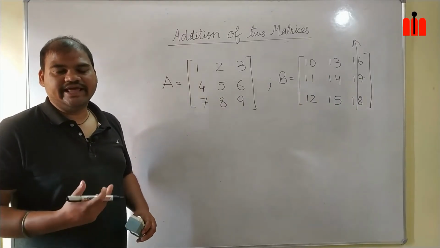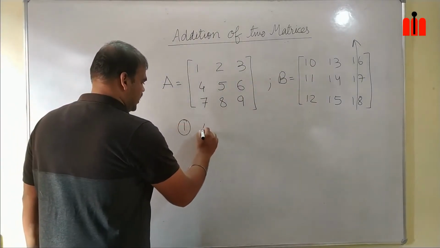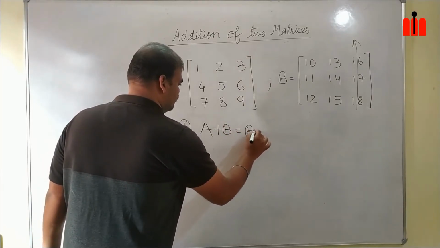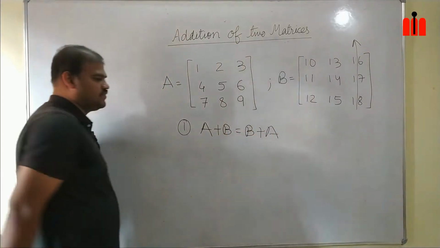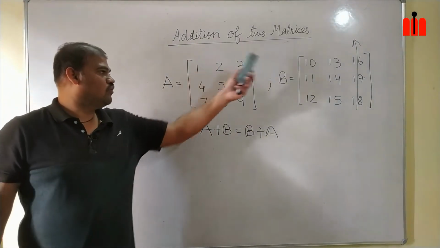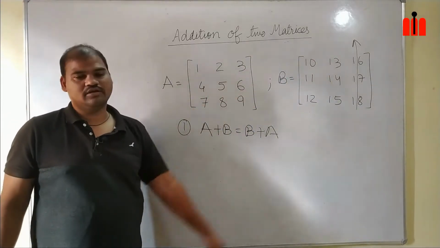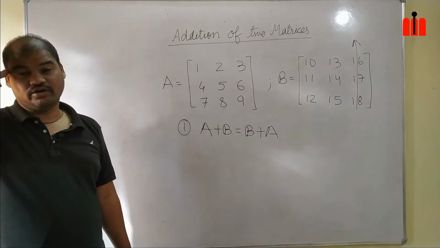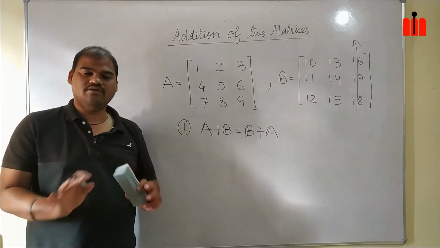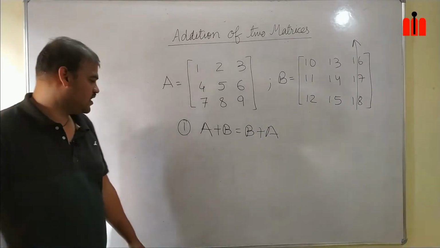So what are the takeaways from such type of additions? First takeaway: if we add A plus B, it is also equal to B plus A. Even if you do 1 plus 10 or 10 plus 1, you will get the same result. Like that for each and every element, A11, A12, A13, whichever element you take, all elements will have the same result. Okay, you understood this property?